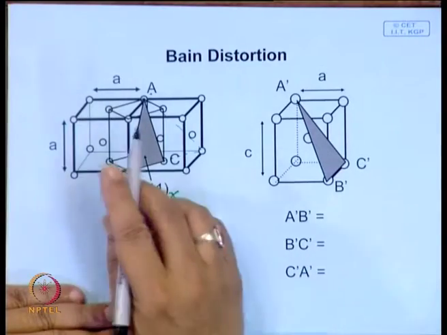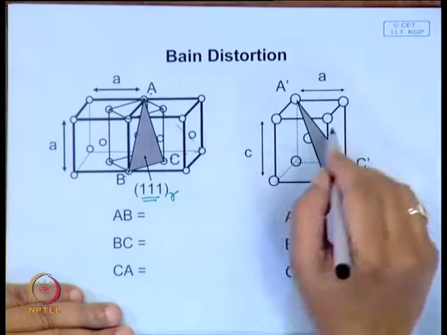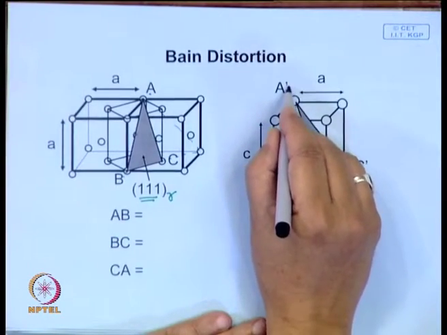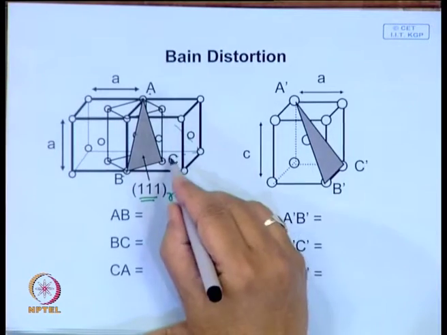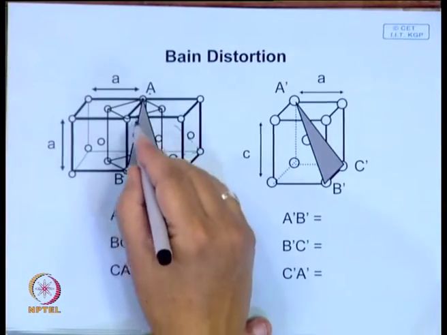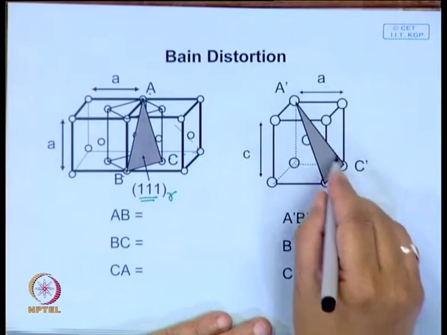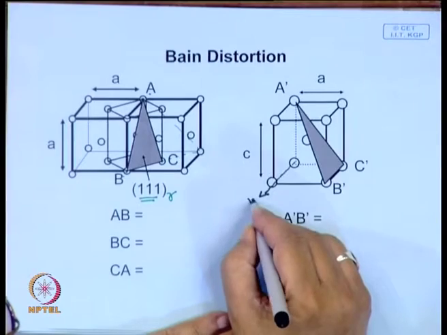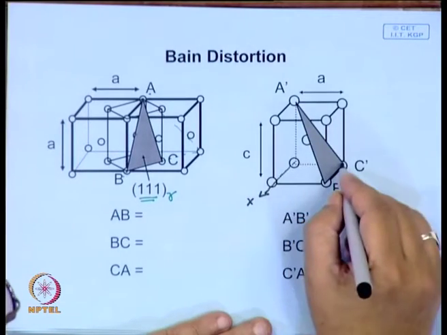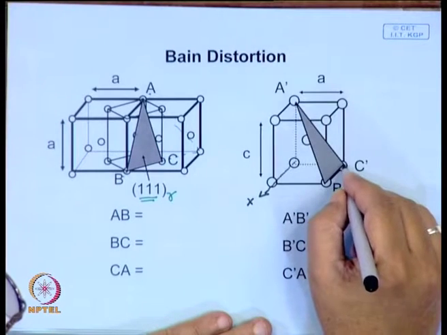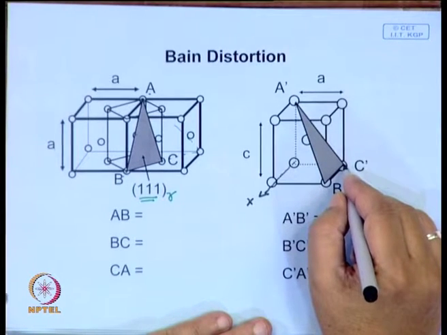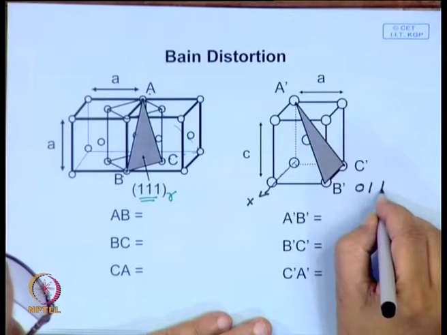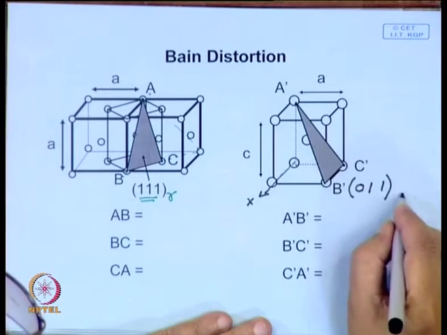Now, look at this, when it becomes transformed into martensite or BCT or nearly a BCC structure. This A here is A prime, B here is B prime, and C here is C prime. Now, you can easily see what its indices are. It is parallel to the x axis, it intersects the z axis at 1, and it intersects this axis at 1. So, it is a 0 1 1 type of plane in ferrite or martensite.